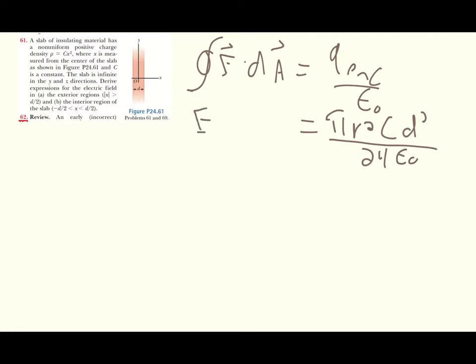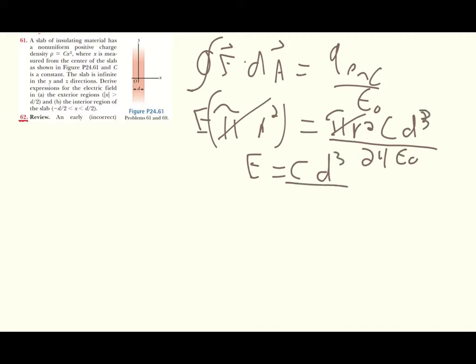Again, it's going to be constant because it's going to run constant through our little cap, and it's going to be pi r squared because that's the only area that it's running through. Go back to our little picture, and you can see it just runs through that area. Well, that turns out great because this divides out, and E is just going to be c d cubed over 24 epsilon naught. Okay, so that turns out great.